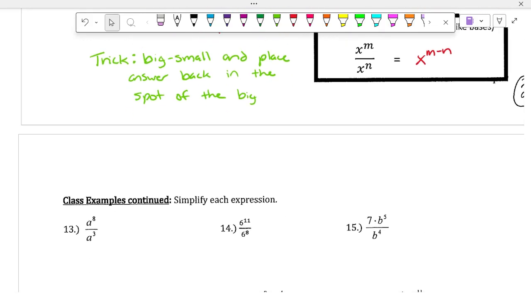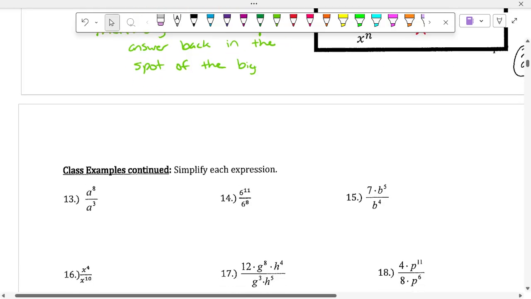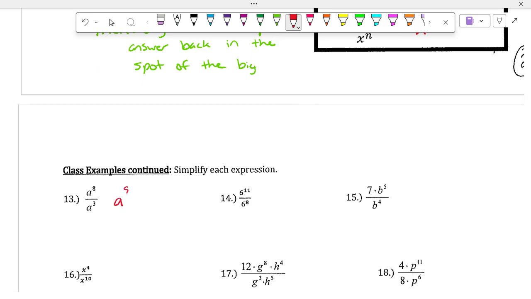So if I look at the next page, I have a to the 8th over a cubed. So if I do big minus small, 8's bigger. So I have a to the 8 minus 3. Well, 8 minus 3 is 5, so this would be a to the 5th. And since it's in the numerator, I'll keep it in the numerator. So that would be a to the 5th over 1, which is still a to the fifth.